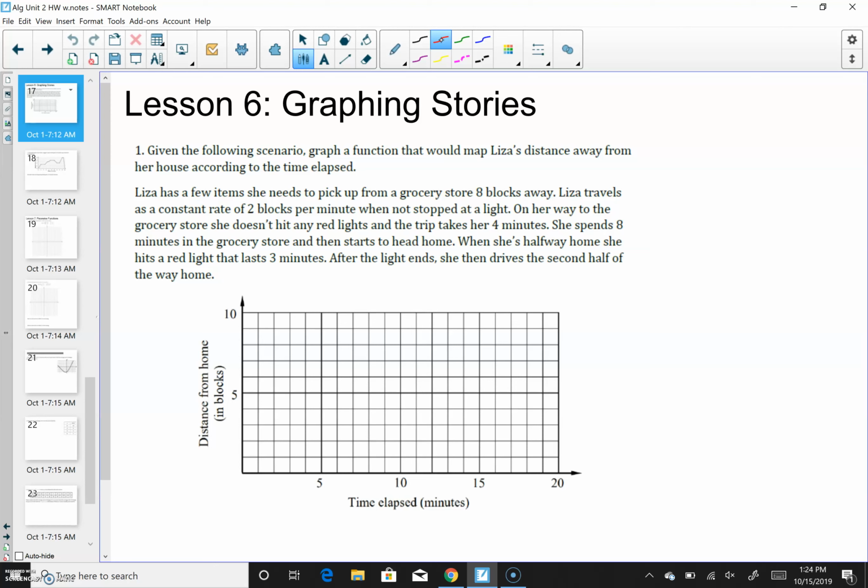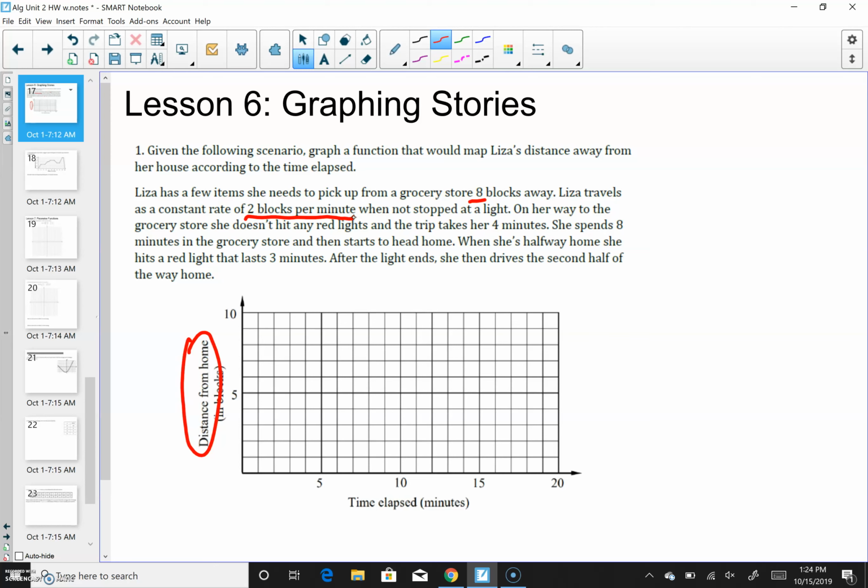Now, one of the important things is we always want to look at what this y-axis actually represents. In this case, that's going to be her distance from home. So if we look at the problem, Liza has a few items she needs to pick up from a grocery store 8 blocks away. Liza travels at a constant rate of 2 blocks per minute when not stopped at a traffic light. So they haven't told us for how long she does anything yet. They just told us that we can't be any more than 8 blocks away, and that when she is walking, she's always 2 blocks per minute.